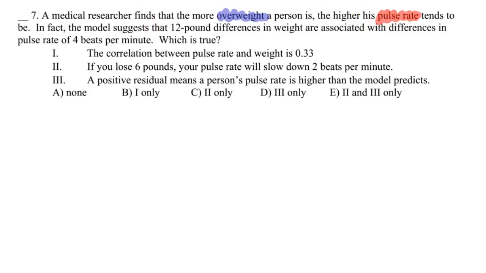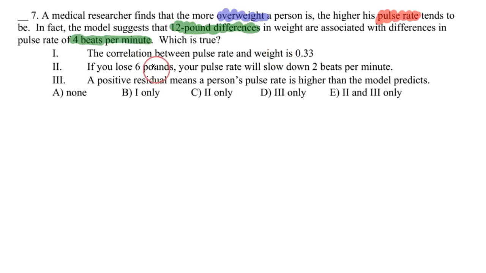They also say, oh, this is interesting, the model suggests that a 12-pound difference in weight. So if they go up 12 pounds in weight, then their pulse would go up 4 beats per minute. So the variables are related in that positive way. So which of these is true? Well, let's see. The correlation between the pulse rate and weight is 0.3. We'll have to take a look at that.